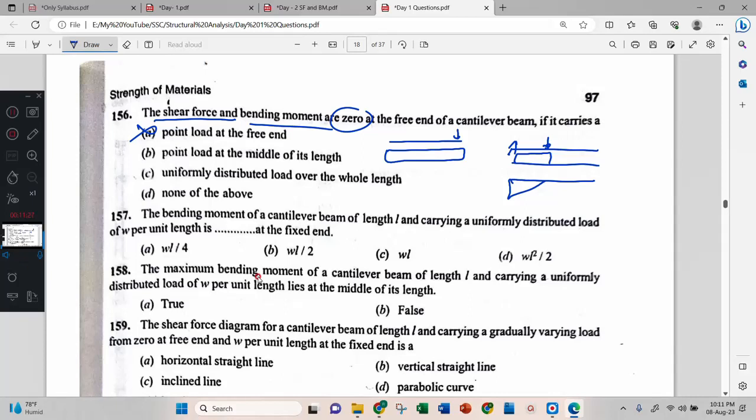Shear force and bending moment are 0 at a free end of a cantilever beam if it carries a uniform distributed load over the whole length. Shear force diagram, bending moment diagram. This is correct. None of the above? If we think between these two, we leave this one and choose this one. We should not ask the question this way. This question is not valid.